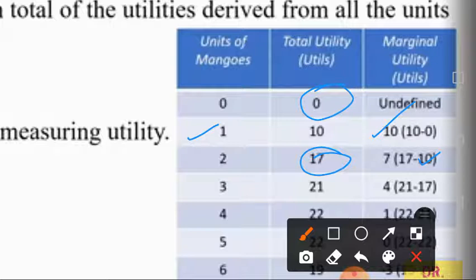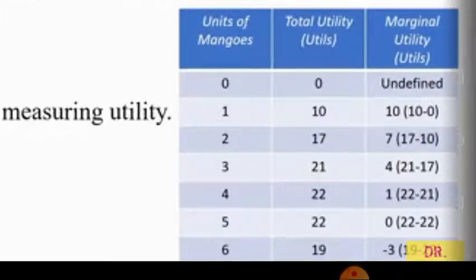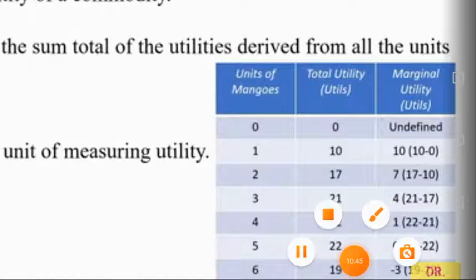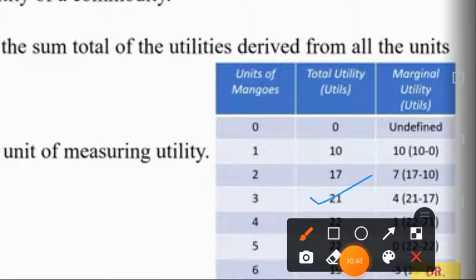We are getting it. So it is clear that TU will always be positive here, but MU can be negative, as at level number 6, it is minus 3. So TU is clear. If we talk about consuming 3 mangoes, how much total utility will we receive? We can check in the table: 21 utils we will receive, and so on.